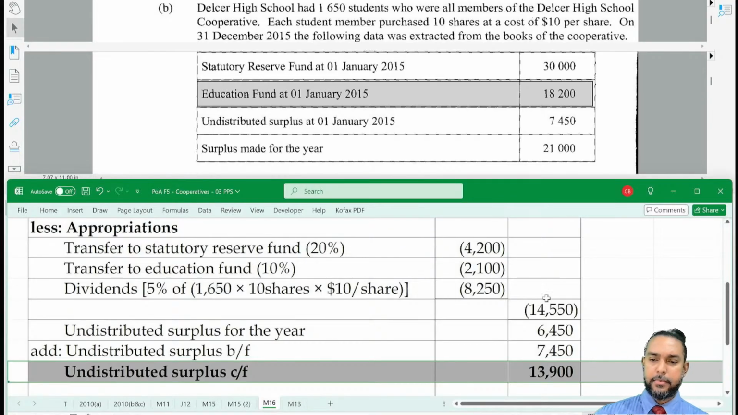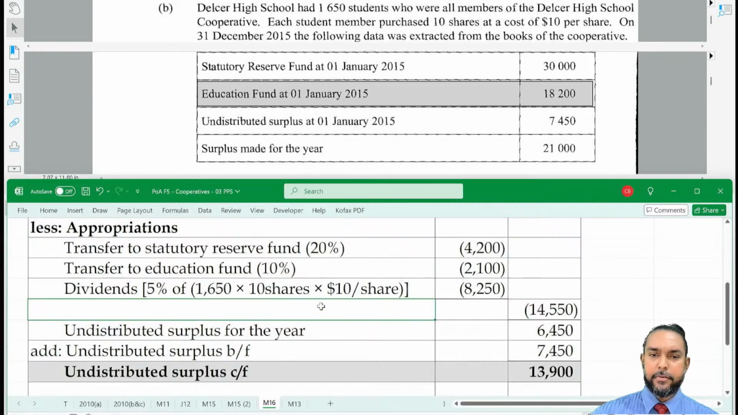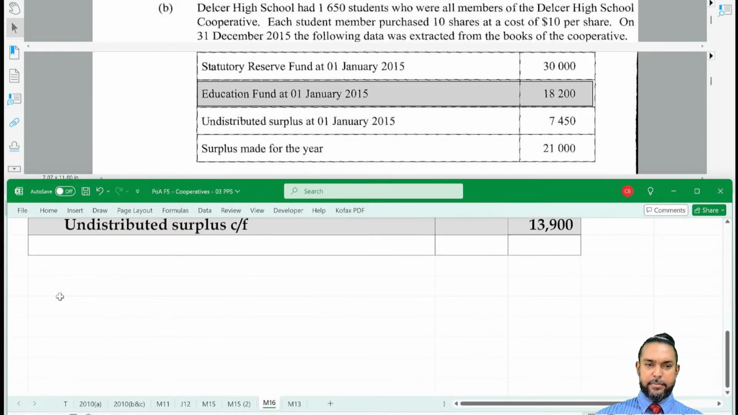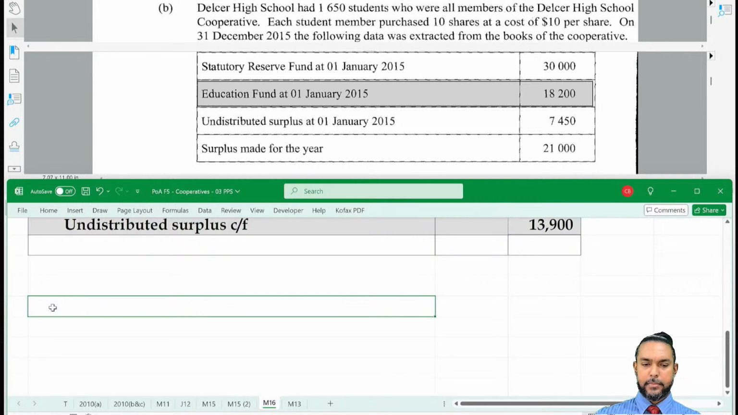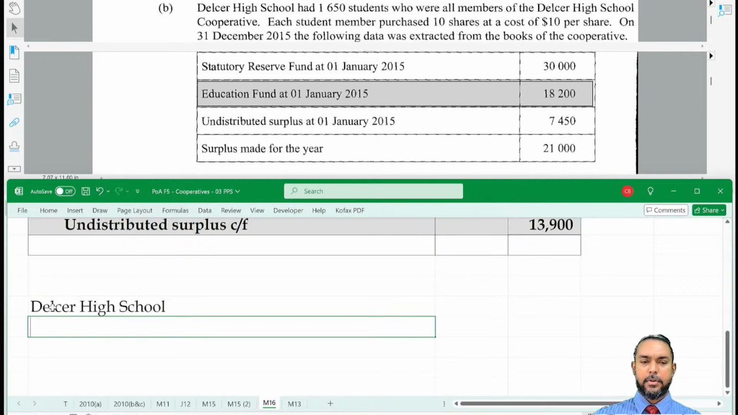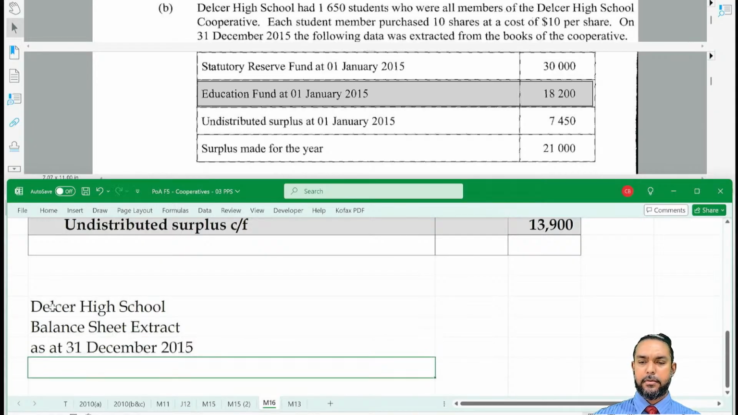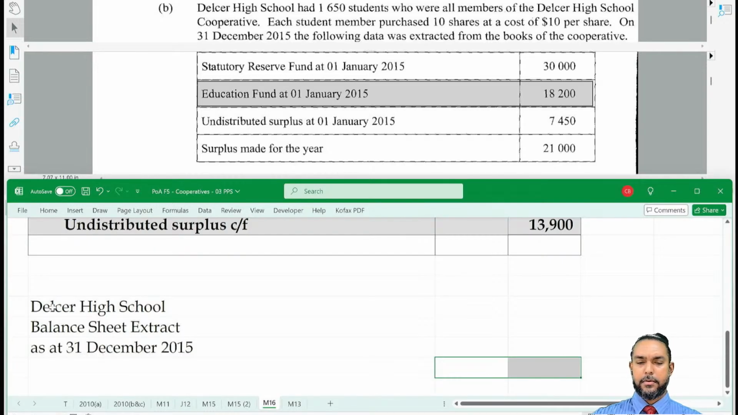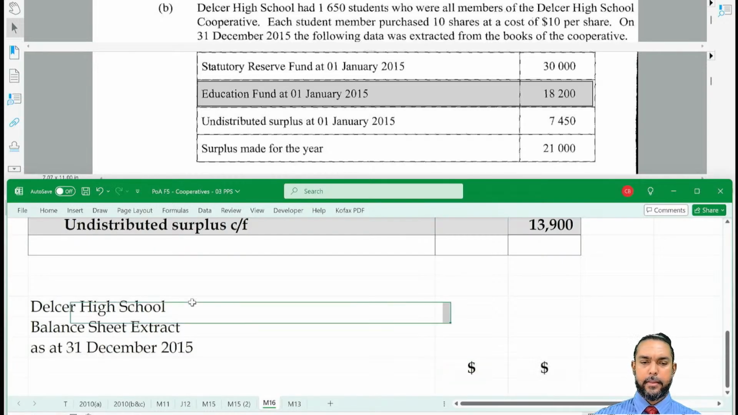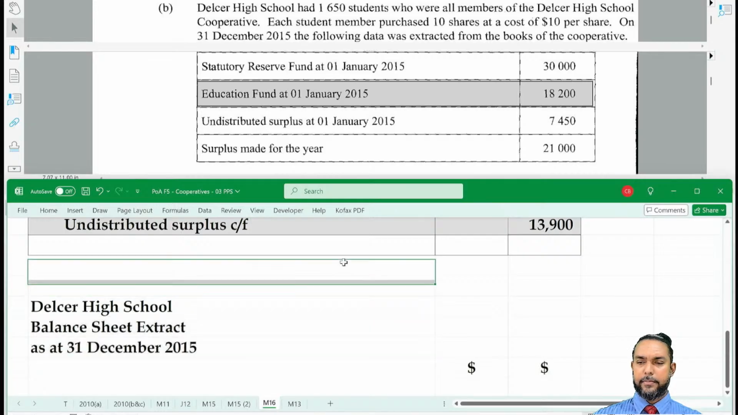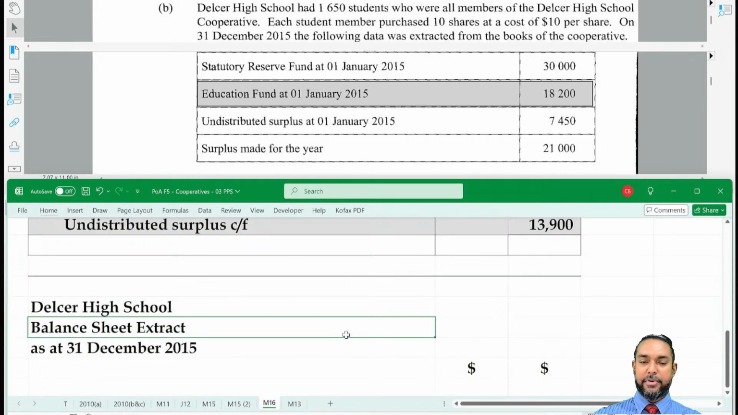All right, guys. Let's see if we can do this and maybe finish a little early today. Delta High School balance sheet extract as at 31 December 2015. Right, follow separate line. Okay, cool.